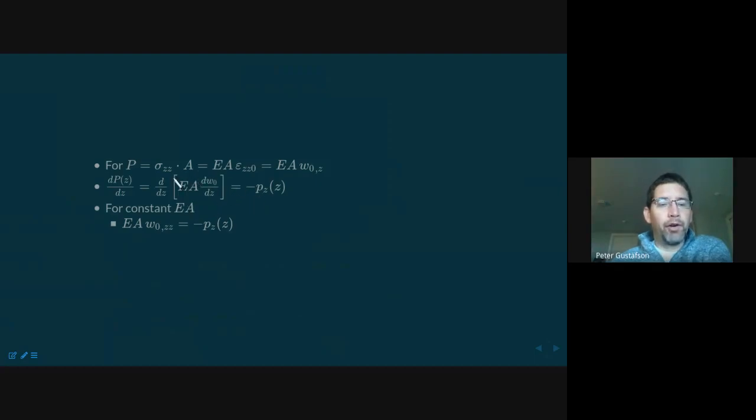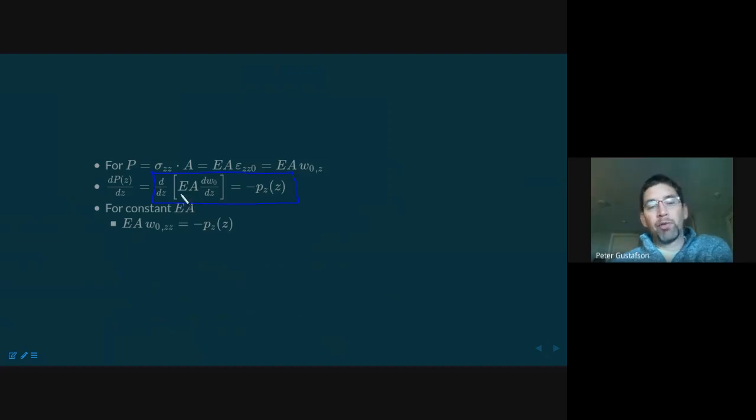So this is interesting. This is really the big hitter here. This is the important equation: d by dz of EA dw dz is equal to minus little p, the distributed load as a function of z. I stated that we didn't have to assume that E and A were constant. The cross-sectional area can change. If it changes as a function of z, it has to remain inside these square brackets. Similarly, if E is a function of z, it has to remain inside.